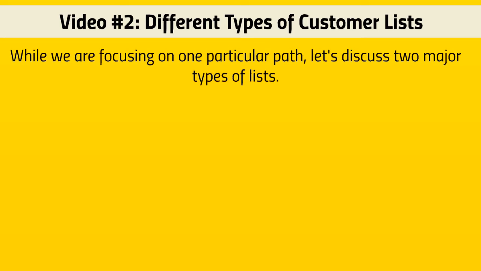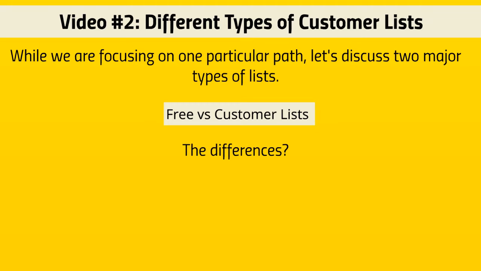Customer lists. Now, while we're focusing on just one particular path, I really want to talk about two major types of lists because I really want you to get into that mindset of understanding why there are two different lists and why we are really focusing on just one particular one. So the two major ones are the free list versus the customer list. So a free list, let me explain the differences.